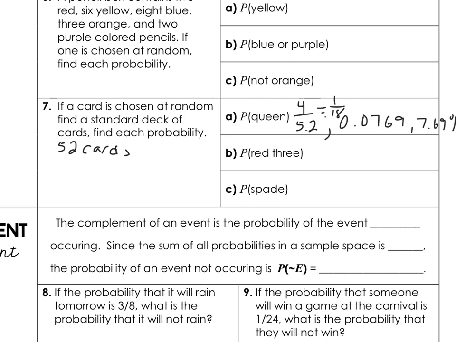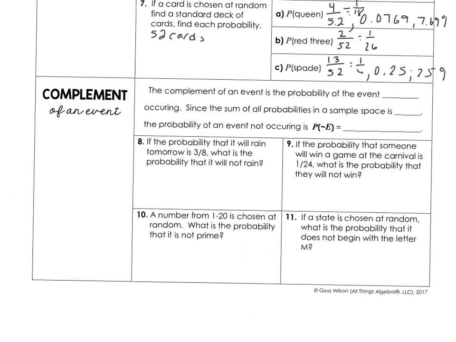A red 3, there's 2 red suits out of 52, so there'd be 2 red 3s, which is going to be the same as 1 out of 26. Okay, and then you could finish that. And then a spade, there's 13 cards of each suit, so this would become 13 out of 52, which would also equal 1/4 of the deck is a spade. So that would be 0.25 or 25%.